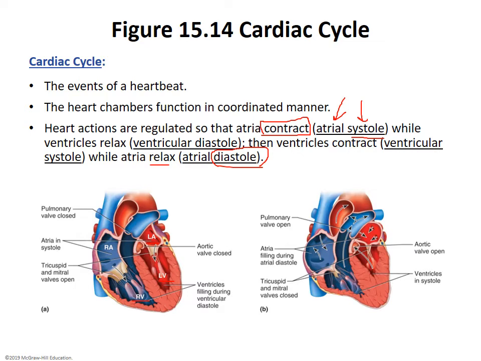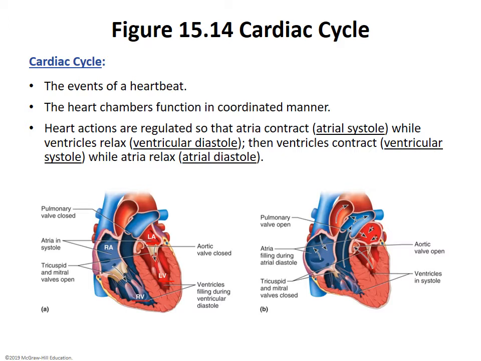Atrial systole is atrial contraction. Now, the atrium's not going to contract all that much. It's more like a gentle squeeze, so to speak, unlike the ventricle, whose systole is very strong and powerful. So the way that the heart functions is, like I said, as a pump, and there's basically two pumps, the right side and the left side. The right side's a pump that's going to go to the lungs. The left side's a pump that's going to go to the body.